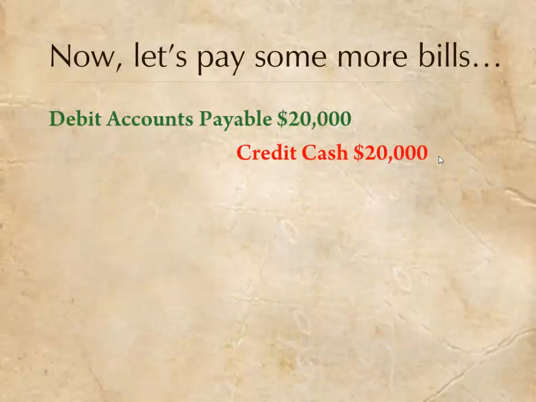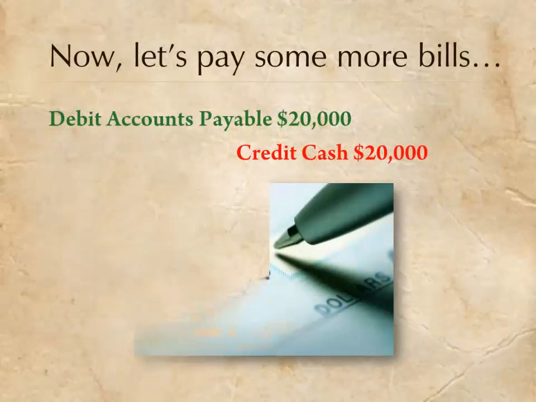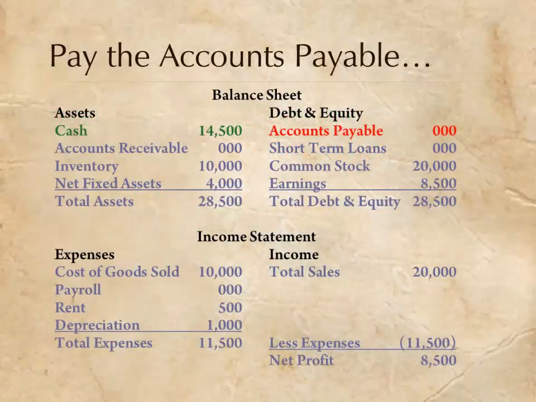Let's pay some more bills. Let's pay off the inventory that we bought earlier. First, we debit accounts payable by $20,000. Then we credit cash by $20,000. Again, this is cash flow, of course, all of it outward, not profitability. Our cash drops to $14,500, and our accounts payable is reduced to zero.